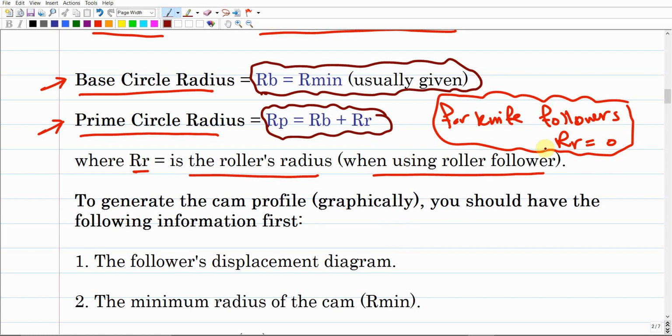And in case we do have a knife follower, definitely it's going to be 0. And if RR equals 0, R prime will be R base. Both are going to be the same, indicating that the base circle and the prime circle will be the same circle, as we discussed before.